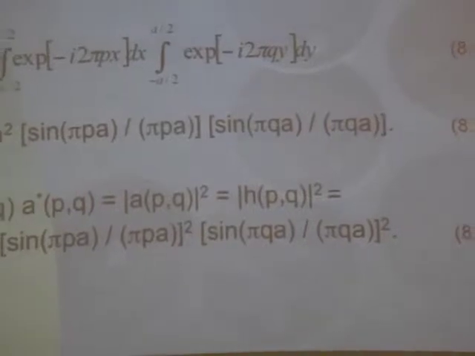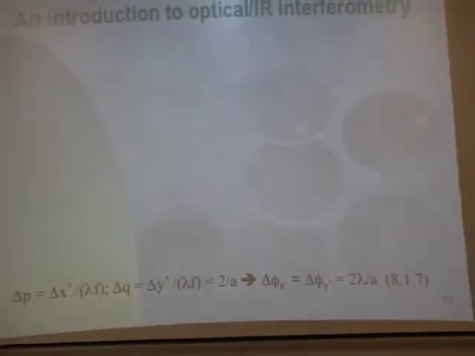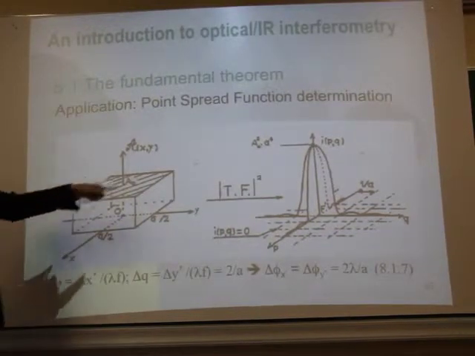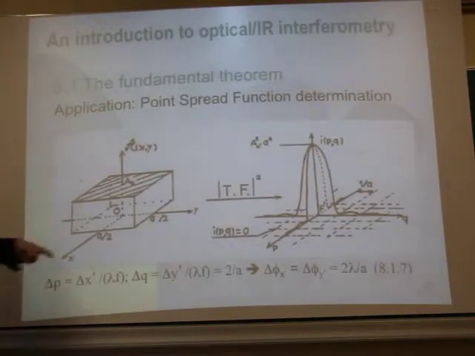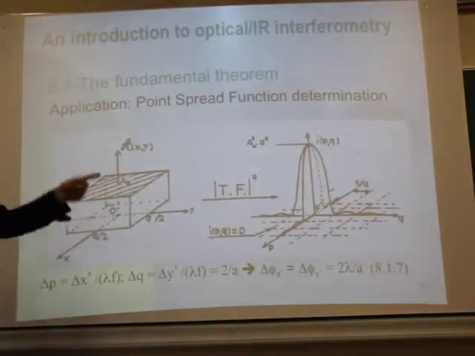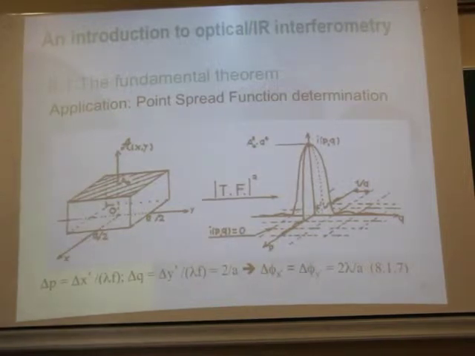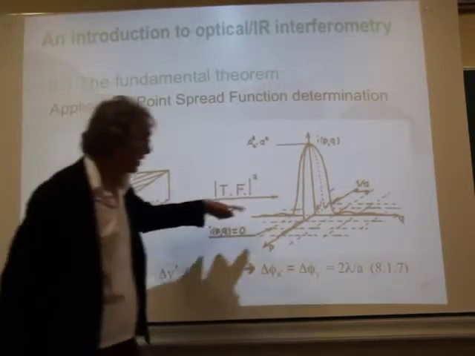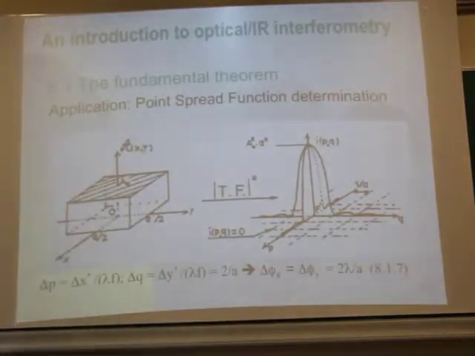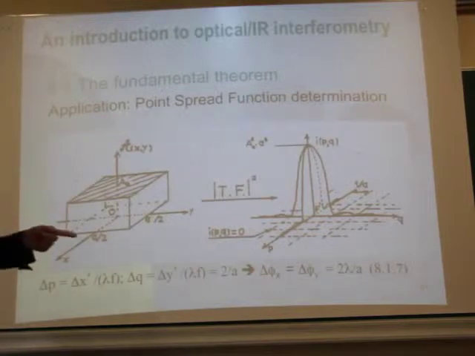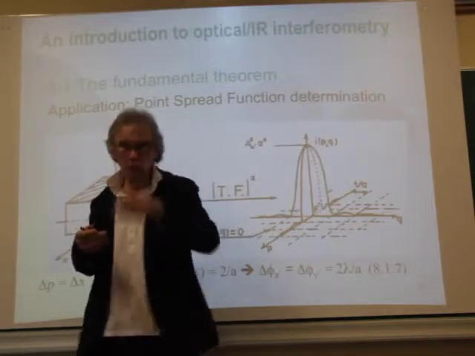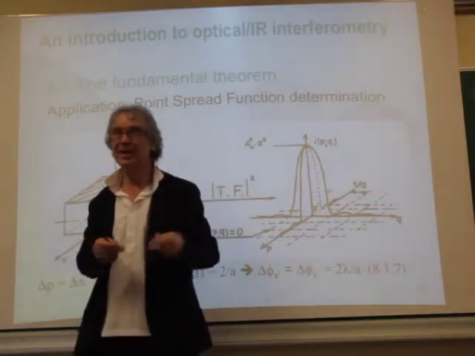The details here are in the notes. But what we find is the following: given a square pupil, the intensity distribution in the focal plane, which is I depending on the variables p and q, has such a shape. It's a sine cardinal squared. And if you remember, it looks almost like an Airy disk, but which is not circular, which is square.